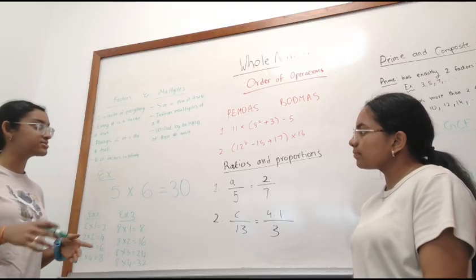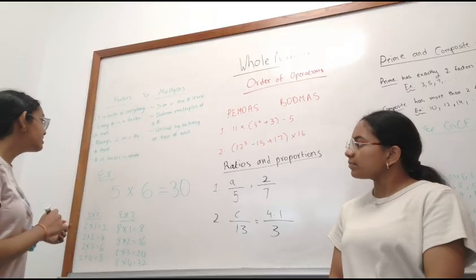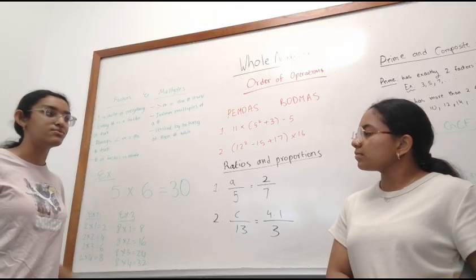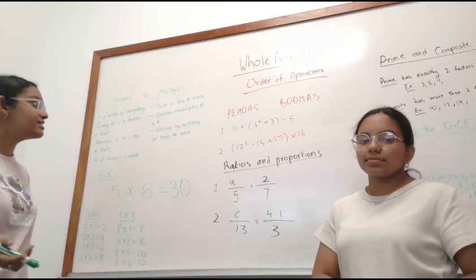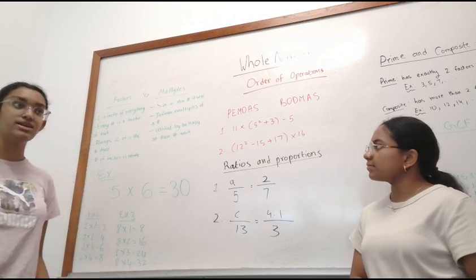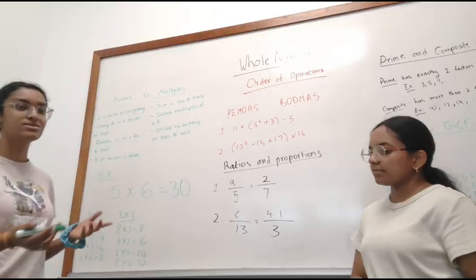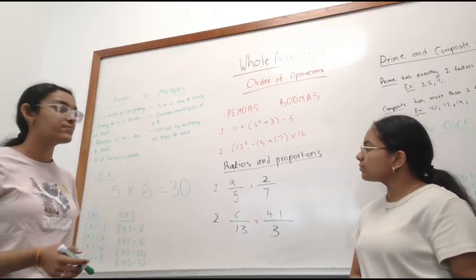It's never greater than. If it's greater than or equal to, then it's going to be a multiple and not a factor. And then the number of factors for any number is always finite, not infinite. Now moving on to multiples. Multiples, like I said, are always greater than or equal to the number itself. And there are infinite numbers of multiples.